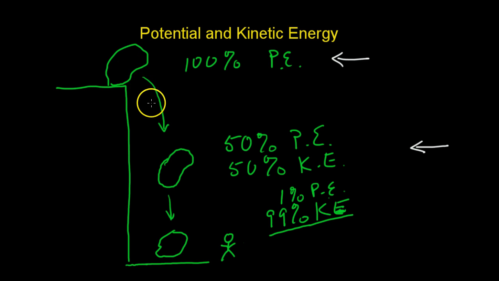As it changes, it goes from 100% potential, less potential and more kinetic, less potential, more kinetic, until finally it lands on the ground. And when it finally lands on the ground, or just about to land on the ground, it's almost 100% kinetic energy. Okay.